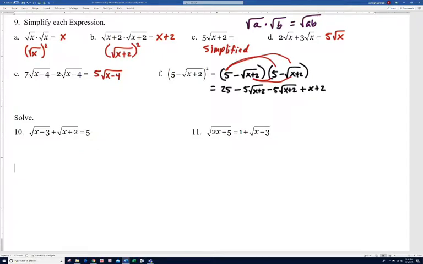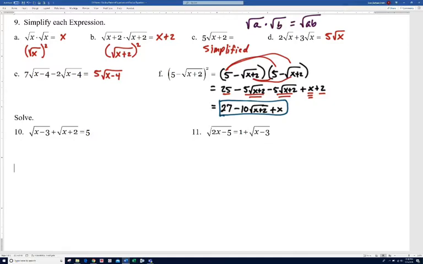All right, so it looks complicated, but notice we have some like terms, 25 and 2, so we're going to get 27 there. And we have two like radicals here, minus 5 square root of x plus 2 and another minus 5 square root of x plus 2 gives you minus 10 square root of x plus 2. And then don't forget the x that's there. And so we get 27 minus 10 square root of x plus 2 plus x.